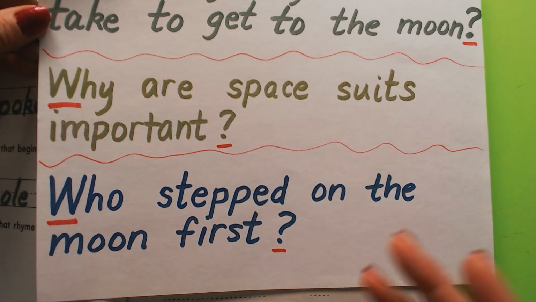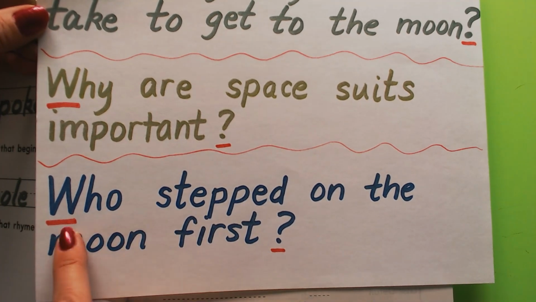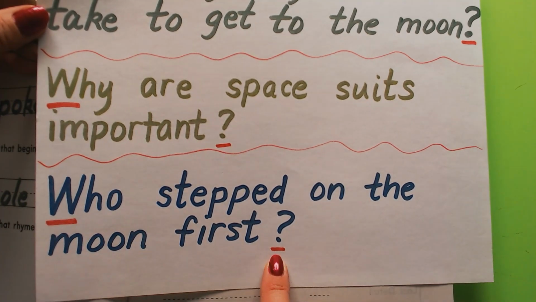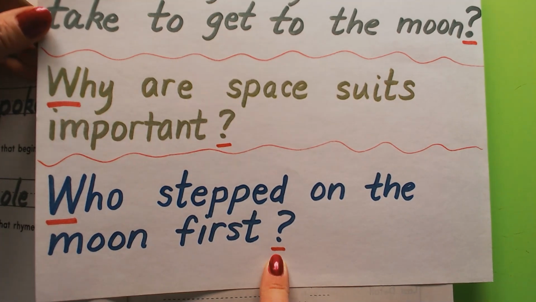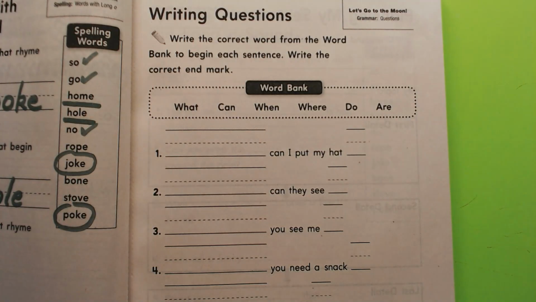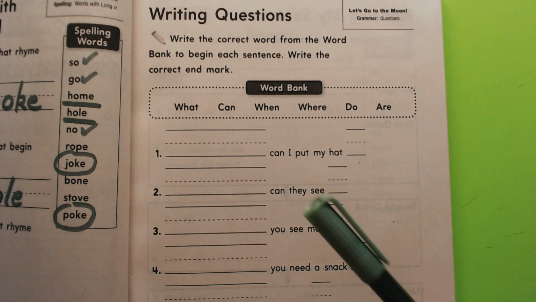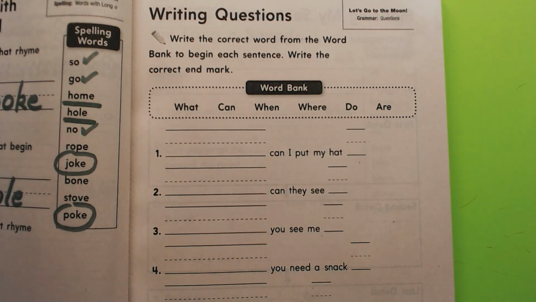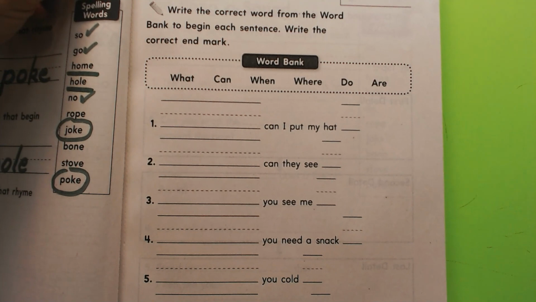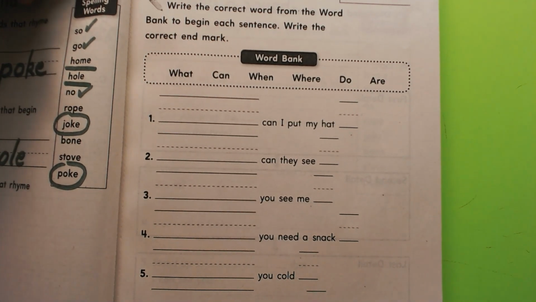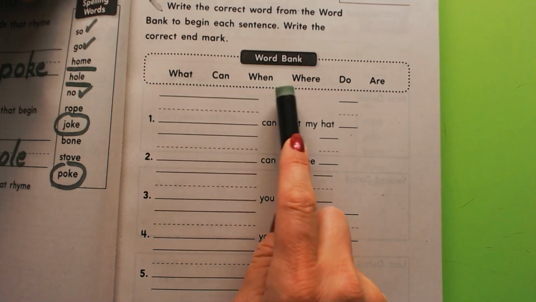That's Neil Armstrong. But we asked, it began with a capital letter and it ended with a question mark. Okay, so let's do our sentences on this page. And we're going to be sure to start with a capital letter and end with a question mark. So we have some question words right here.